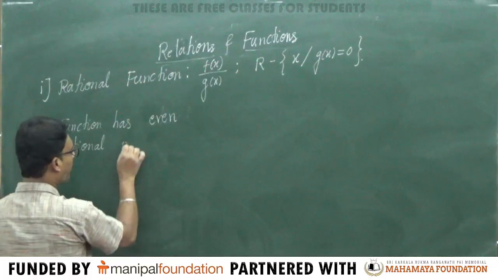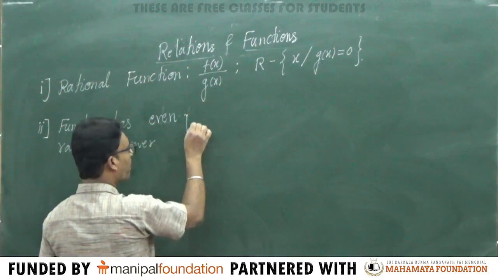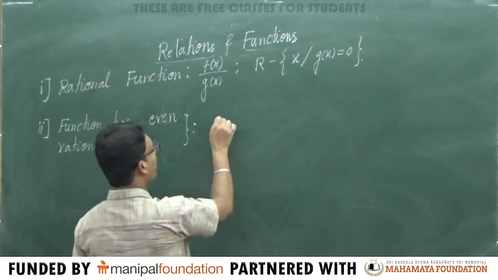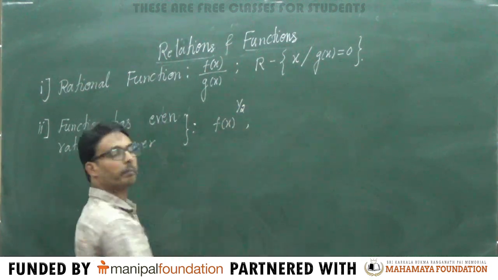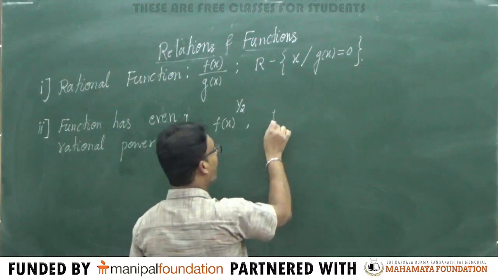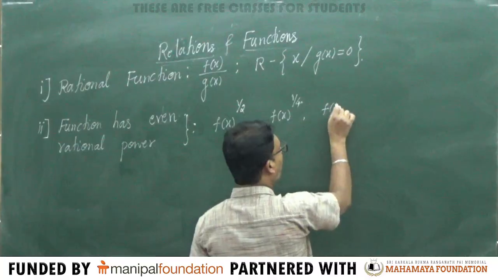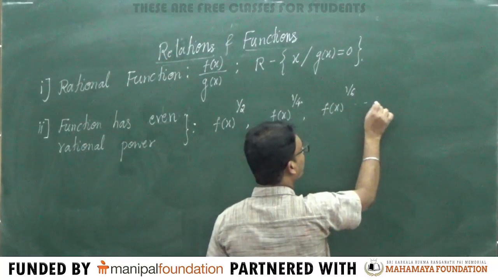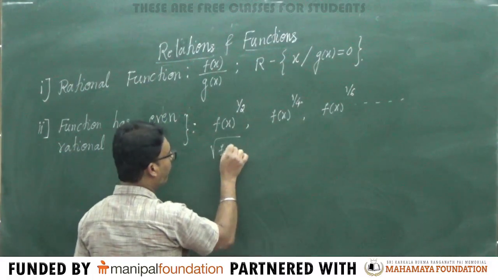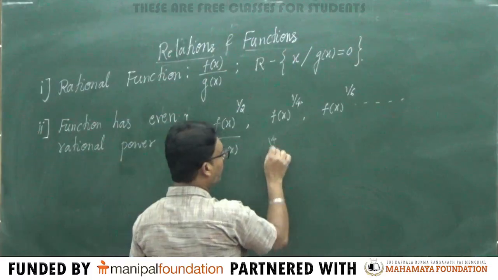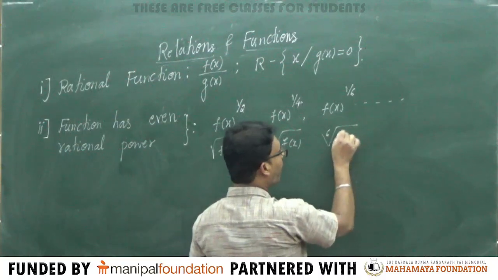Even rational power. That means, given a function, it may have the power 1 by 2, or 1 by 4, or 1 by 6, and so on. That means it may be in the form of square root of f of x, fourth root of f of x, or sixth root of f of x, and so on.